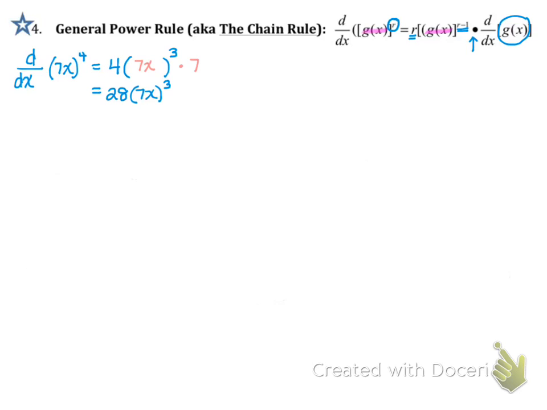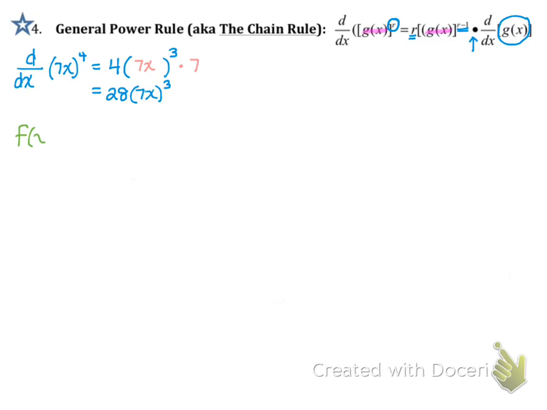Now, I'm going to stop right here for now just to get the hang of the chain rule, but we will begin to simplify the chain rule even further, okay? We will get to the point where we take that 28 times 7x to the third, and we will simplify it. All right, so let me give you another example. Let's change colors here.